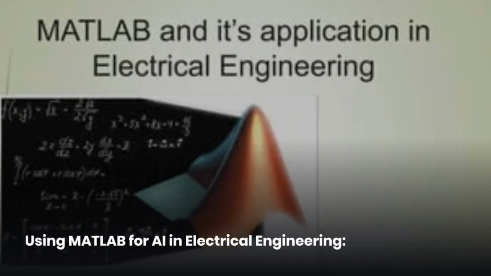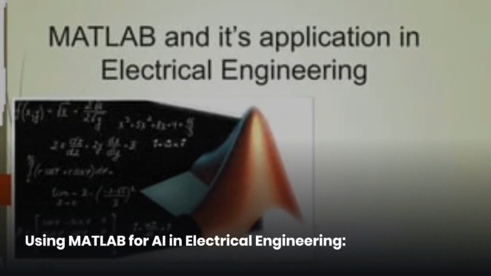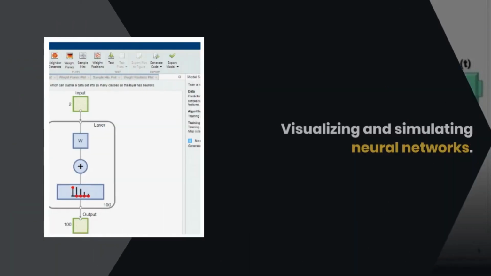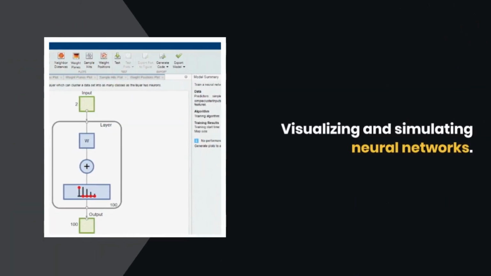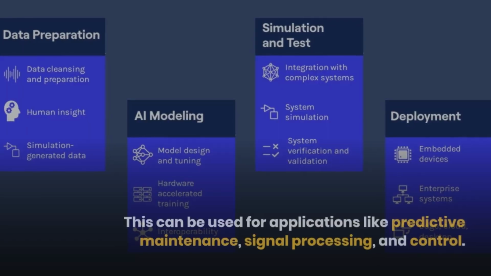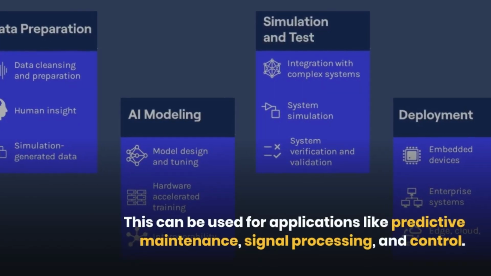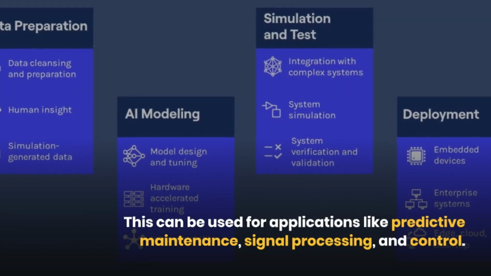Using MATLAB for AI in electrical engineering. The Neural Network Toolbox provides tools for designing, training, visualizing, and simulating neural networks. This can be used for applications like predictive maintenance, signal processing, and control.